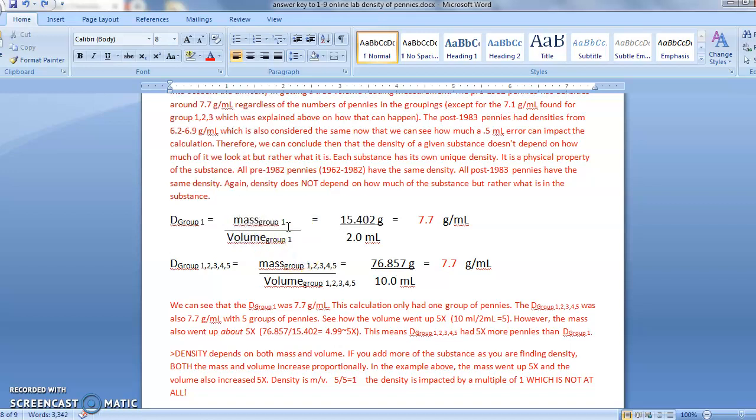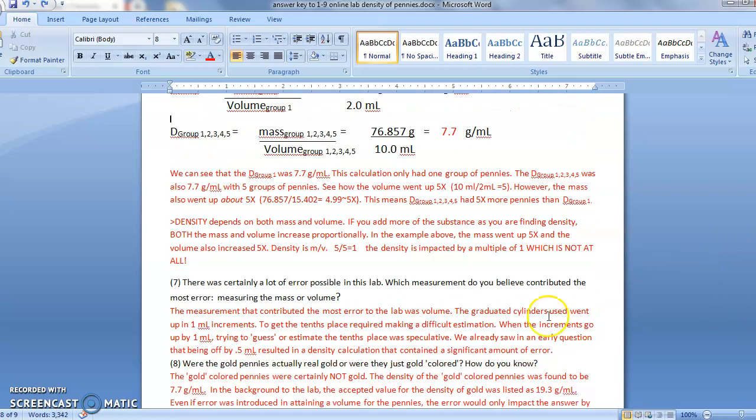So when we're looking at just that group 1 pennies, the mass was right around 15, the volume was right around 2, density 7.7. When all 5 groups were on the balance, the mass went up to 77, and the volume went up to 10. So the mass increased 5 times. But the volume went from 2 to 10. The volume also increased 5 times.